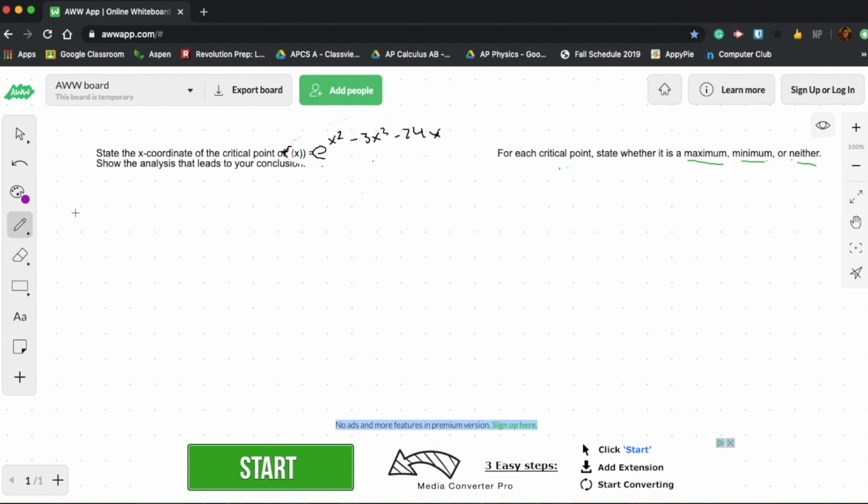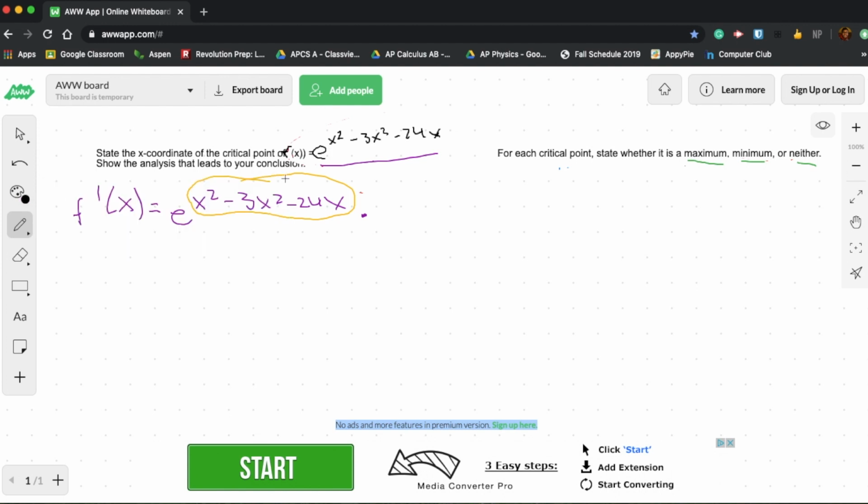The first step is to take the derivative of e to the x squared minus 3x squared minus 24x. To take the derivative, we already know that e to anything is just itself, right? So it will stay e to the x squared minus 3x squared minus 24x. But since there is this long polynomial in the exponent, you have to use something called the chain rule. So basically, you have to take the derivative of this.